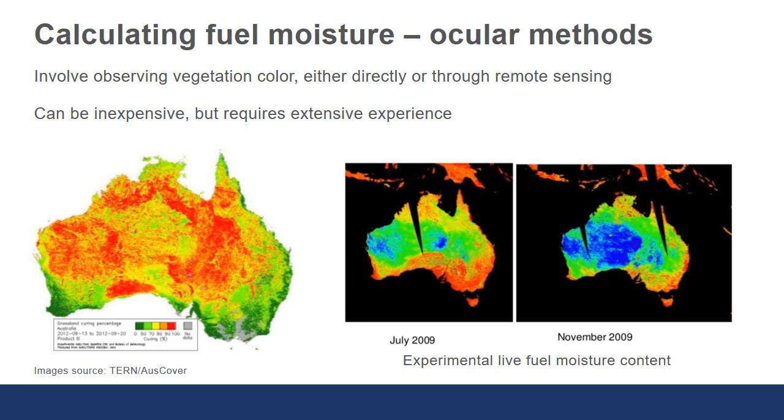A newer version of ocular methods is performed by using remote sensing. An example of this in the United States is the AVHRR Normalized Difference Vegetation Index, which shows vegetation greenness at a 1.1 kilometer resolution. More information can be found here.